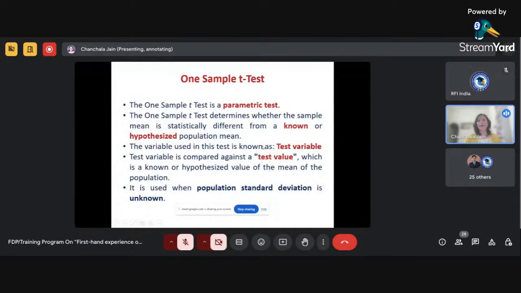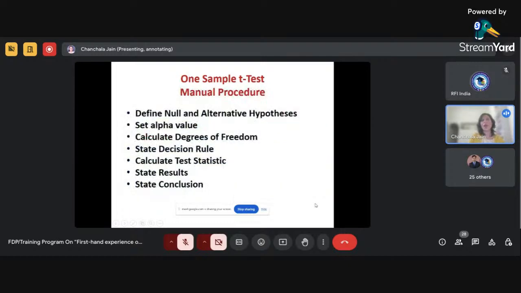So if it is clear, then it's good. I'll move now to the next slide. Now, the procedure of applying the t-test, the one sample t-test, manually. I think the hypothesis testing procedure is known to every researcher and academician also.